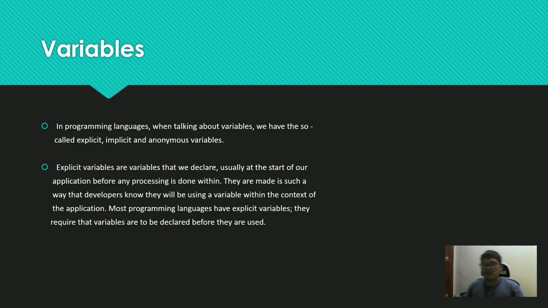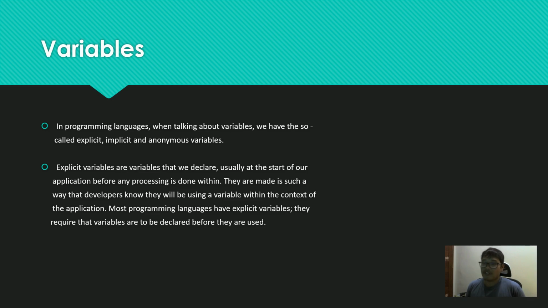Variables. In programming languages, when talking about variables, we have the so-called explicit and implicit. What is the other one? That's anonymous variables.